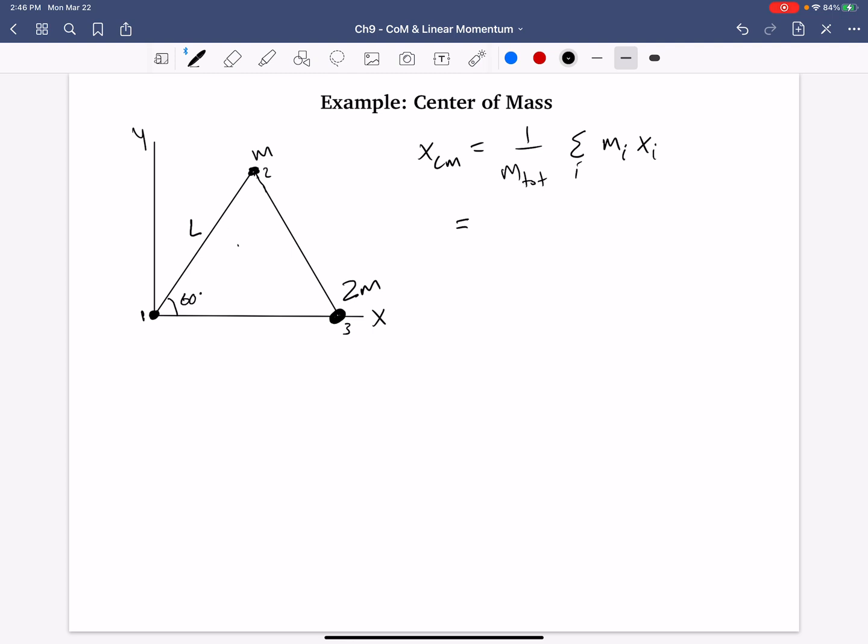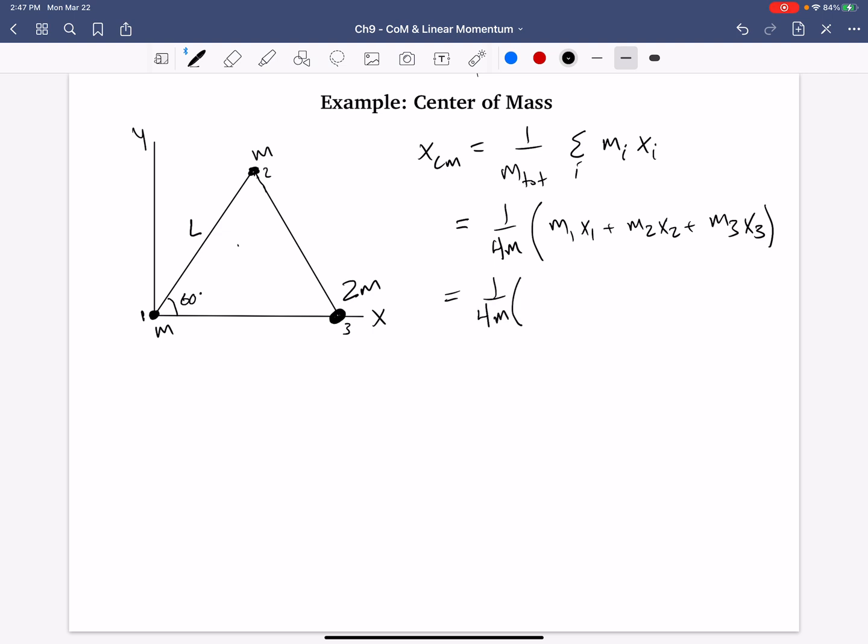Let's calculate it. The total mass is 1m plus 1m, oh, I didn't mark it, mass m. So 1m plus 1m plus 2m gives us a total mass of 4m. So 1 over 4m times mass 1 times position 1 plus mass 2 times position 2 plus mass 3 times position 3. Now let's evaluate those.